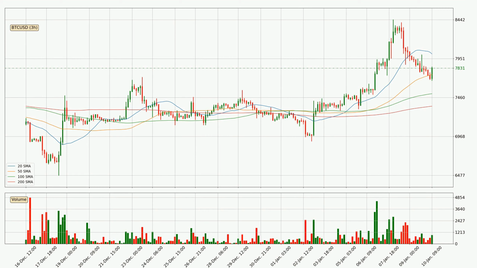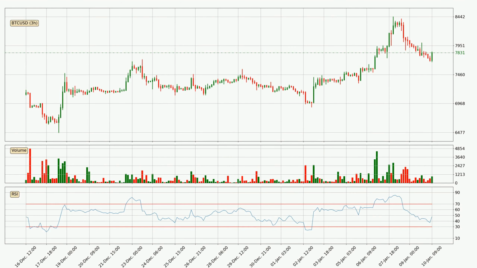Jumping to the 3-hourly simple moving averages, the current price is between the 50 and the 20 SMA. If the price bounces off the 50 SMA, which is currently at 7,750, it could be seen as a support, and the 20 SMA that is at 8,010 could be seen as a resistance to the upside. Breaking either way signals a possible further move to the corresponding direction.